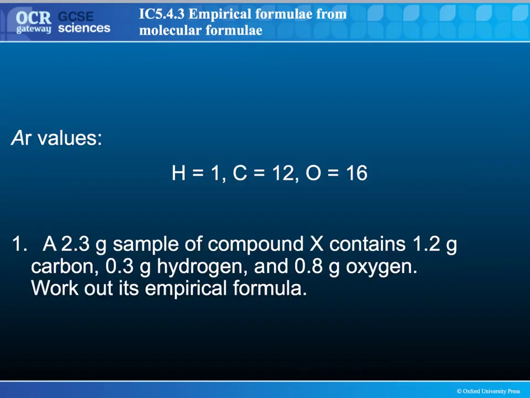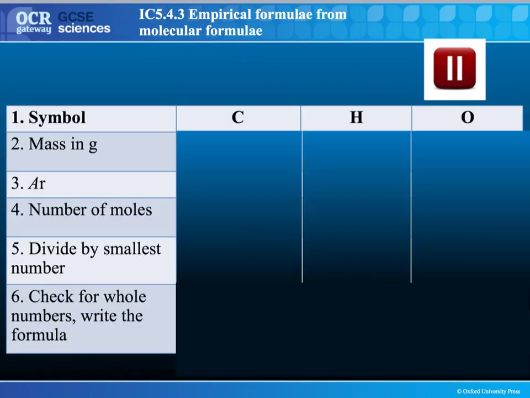The final example I'm going to show you today is a compound that contains hydrogen, carbon and oxygen. A 2.3 gram sample contains 1.2 grams of carbon, 0.3 hydrogen and 0.8 oxygen. Another good opportunity to have a go on your own before looking at the solution to this. Right, firstly, the mass in grams of each of the constituent parts. Carbon 1.2, hydrogen 0.3 and oxygen 0.8.